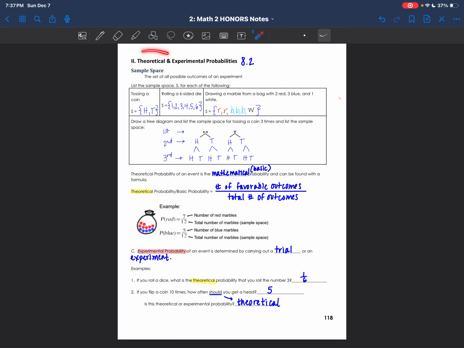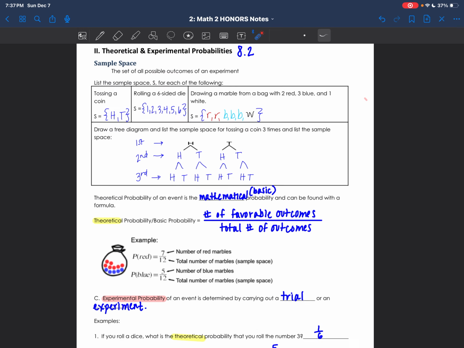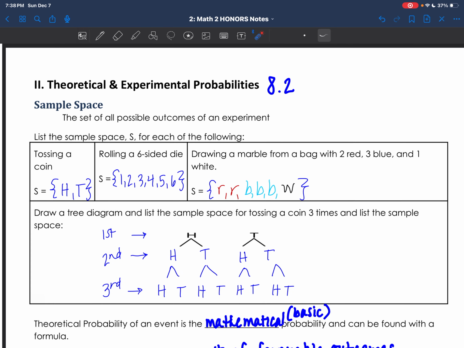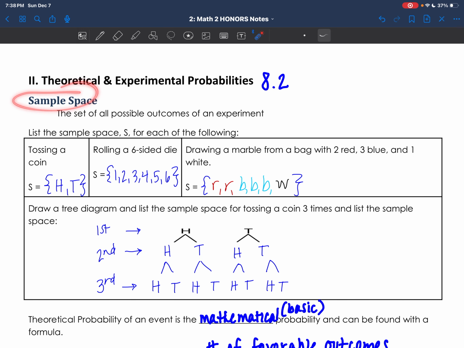All right, today we're going to talk about theoretical and experimental probabilities. So let's first talk about sample space. Sample space is a set of all possible outcomes of an experiment. It says to list the sample space S for each of the following.